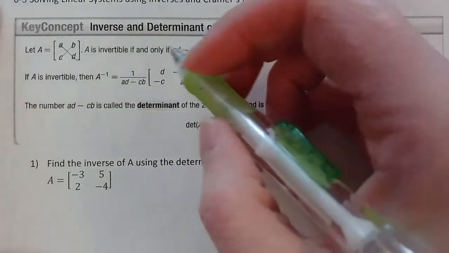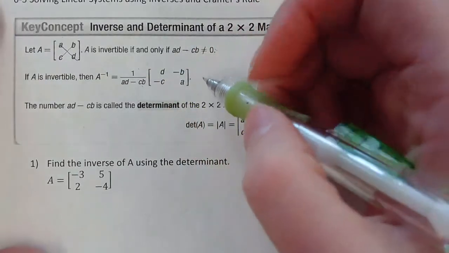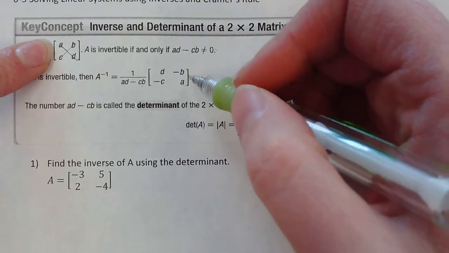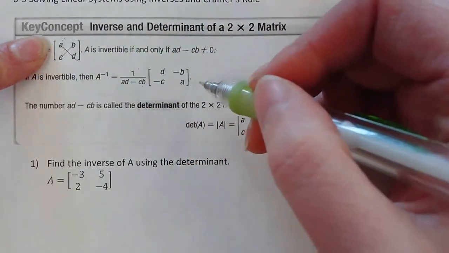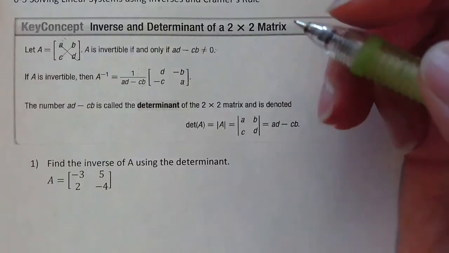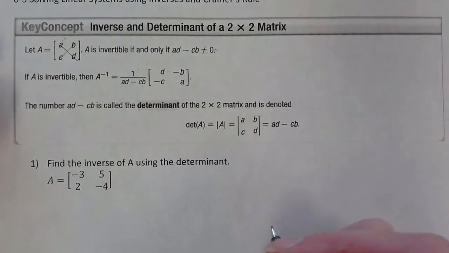And the way we get our inverse is by doing 1 over the determinant, and then we multiply by this original matrix, but we kind of switch it up. So we switch our A and our D, and we change the sign on B and C. And that gives us our inverse matrix. So lots of stuff here. We're going to just practice this and break it down step by step.